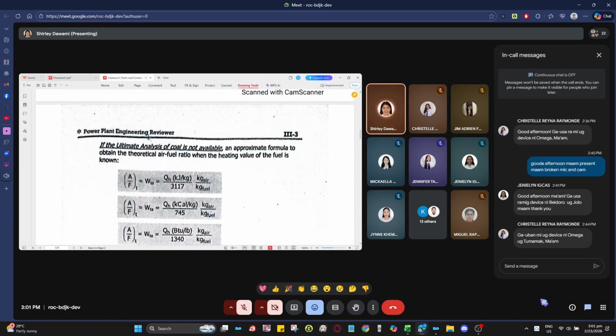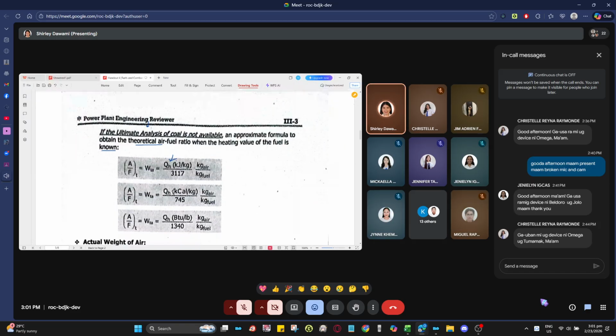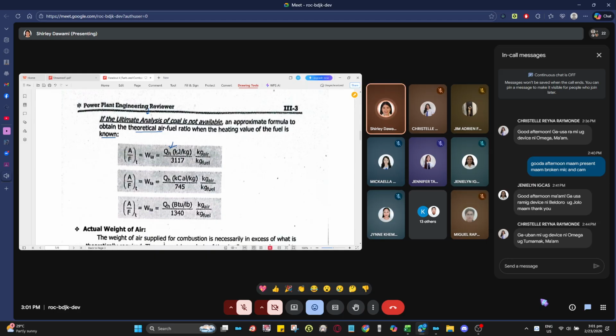If the ultimate analysis of coal is not available, then there is an approximate formula to obtain the theoretical air-fuel ratio when the heating value of the fuel is known. So if there is no ultimate analysis but the QH is given or QH can be directly solved, then this is the formula for the theoretical air-fuel ratio. That is QH divided by 3117. Okay? So that is in kilojoule per kilogram.